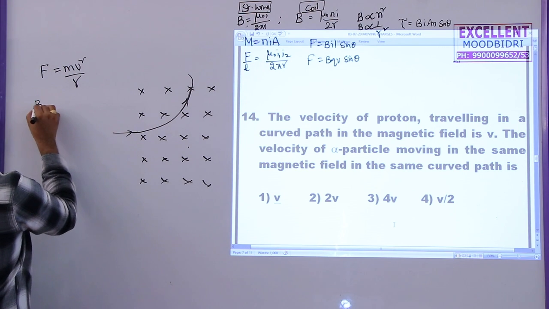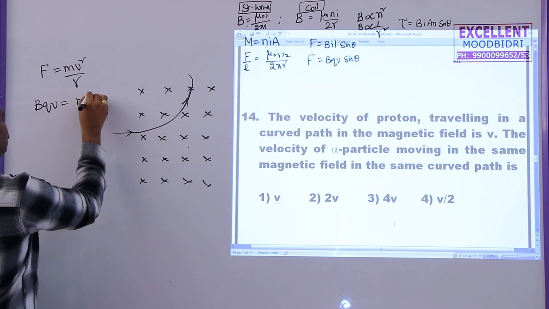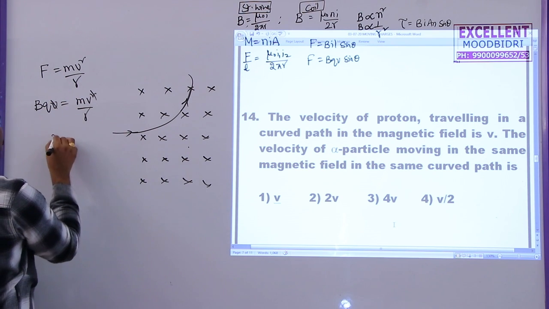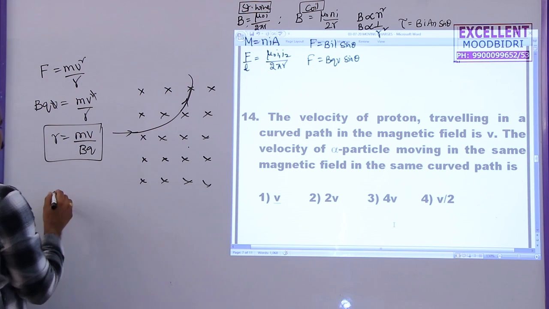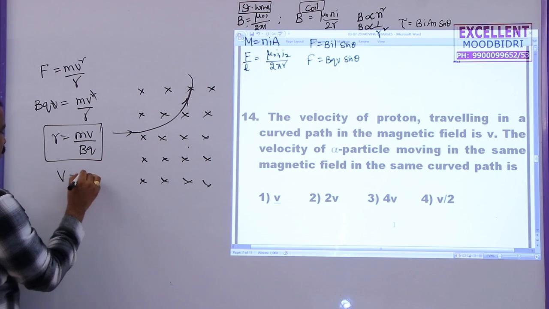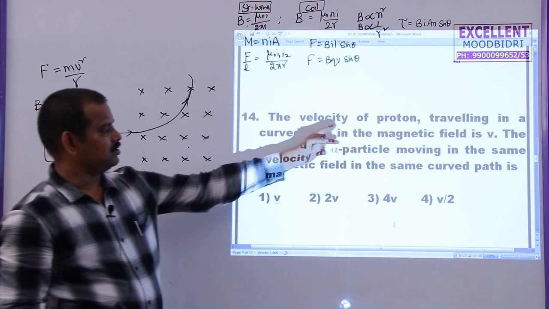We know F is equal to BQV sin theta, where theta is 90 degrees. This is mv square by r. These two get cancelled. R is equal to mv by BQ, the radius of the circular path. From this we can write V is equal to BQR by m. In this problem, the velocity of the proton is given.